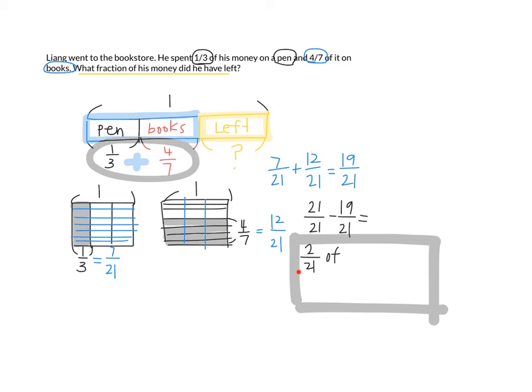The only part that I still have to figure out is what the unit is. I know fractions are always a fraction of something, but how can I figure out what it is? Well, I just look back at the question. It's what fraction of his money. So it should say 2 over 21 of his money. Good. Okay, so make sure you label your answers correctly.